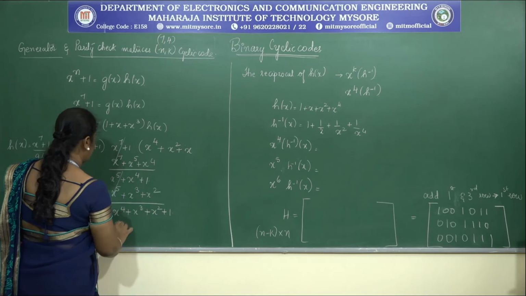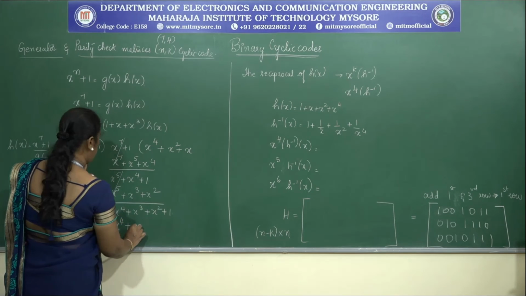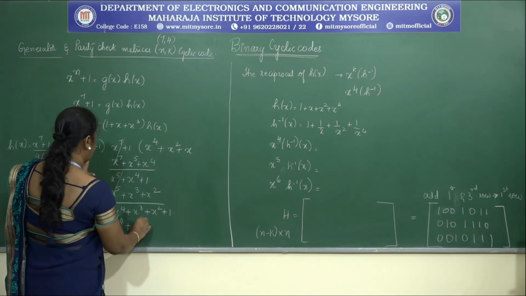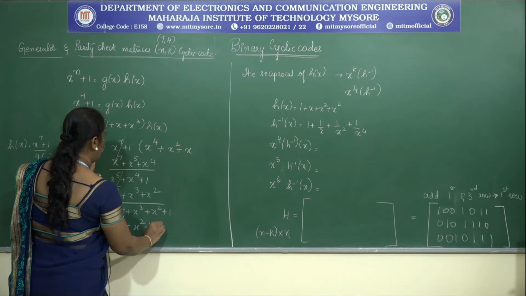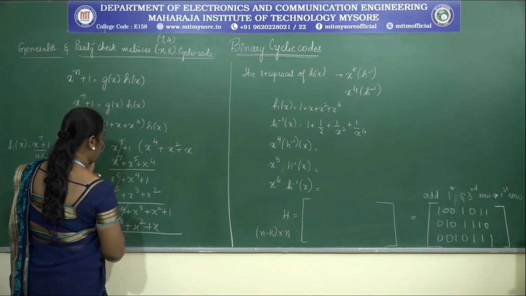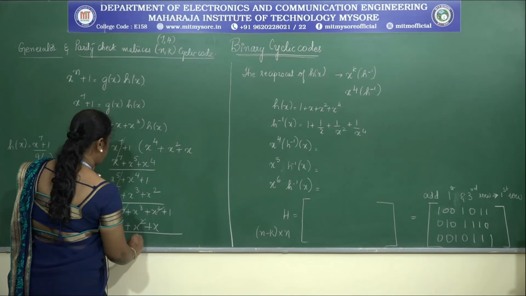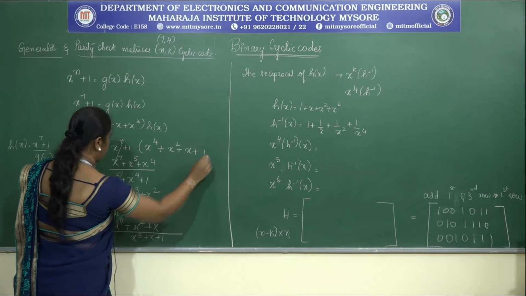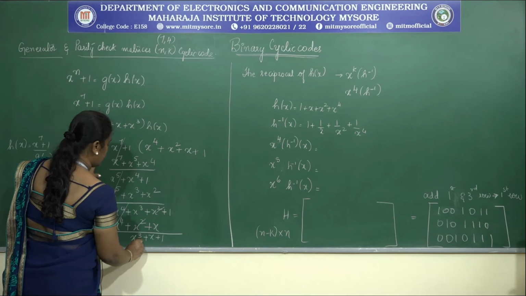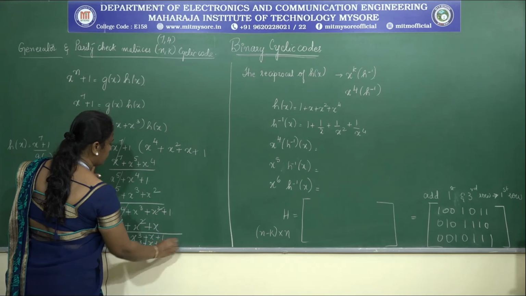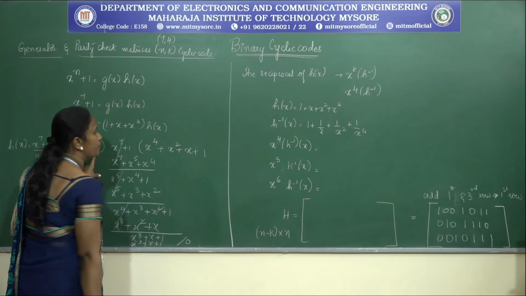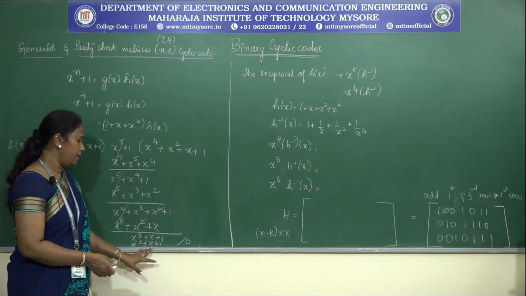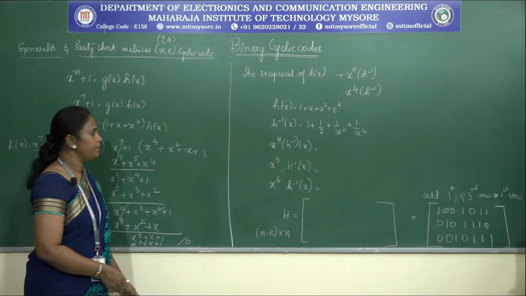So it is x. So x power 4 plus x power 4 plus x square plus x. So we have x power 3 plus x plus 1. So it is plus 1. So it will be x power 3 plus x plus 1. So it is completely 0. So that means, until you get the remainder as 0, perform the division.